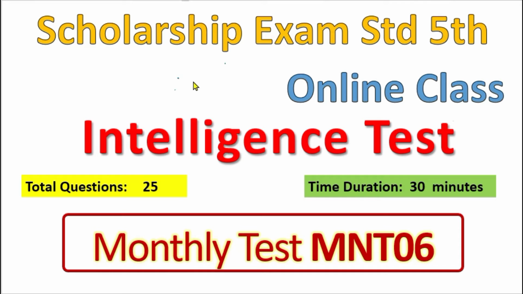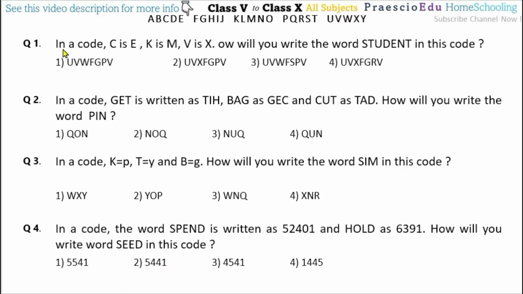And in this video, we are going to see the answer key for monthly test MNT06. So in this one, question number 1 is there. In a code, C is E, K is M, V is X. How will you write the word student in this code?